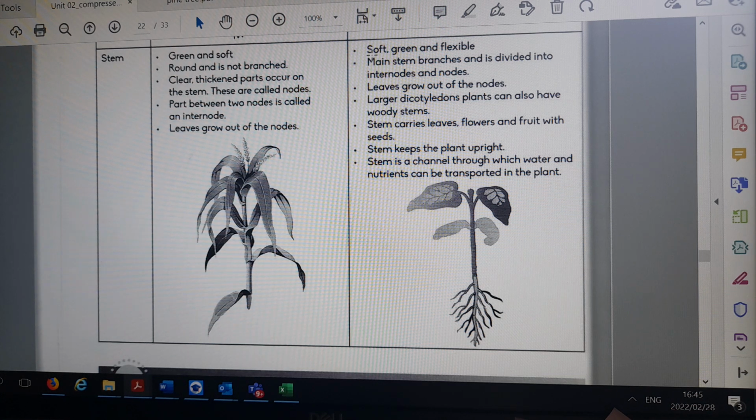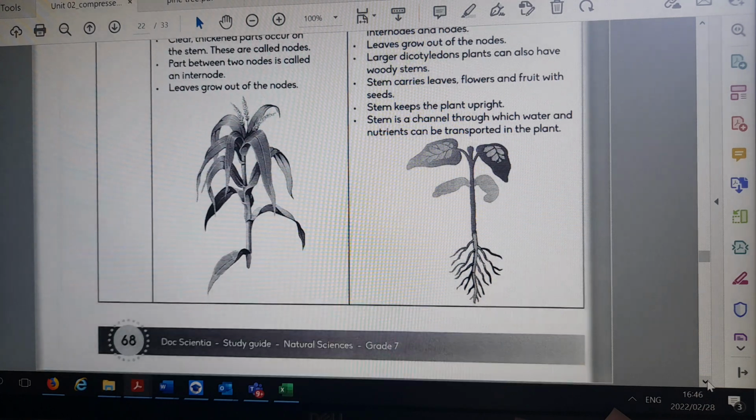The bean plant, dicotyledon, the stem is soft, green, and flexible. The main stem branches, and is divided into internodes and nodes. Leaves grow out of the nodes as well. Larger dicotyledon plants can also have woody stems. Stems carry leaves, flowers, and fruit and seed. Stems keep the plant upright, and the stem is the channel through which water and nutrients can be transported.